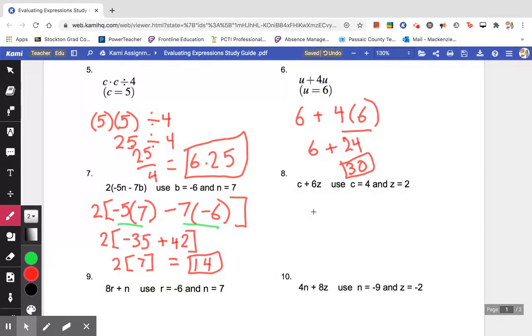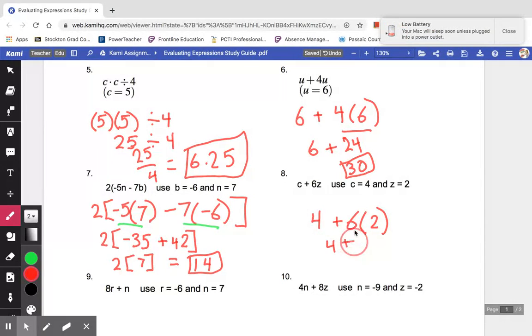Okay, so that was a tough one, but again, you can use those brackets, or the other thing is you could just use multiple sets of parentheses. You just have to keep track of what's going to come next. So looking at 8, I'm plugging in for C and Z. So for C, I'm putting a 4 plus 6, and then instead of this Z here, it's going to be a 2. So again, make sure you use order of operations. So I'm going to copy the 4 plus down, and then 6 times 2 will be 12. So 4 plus 12 equals 16.